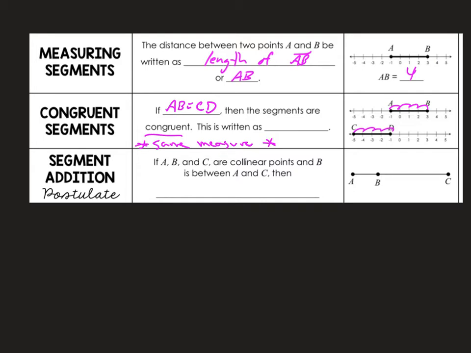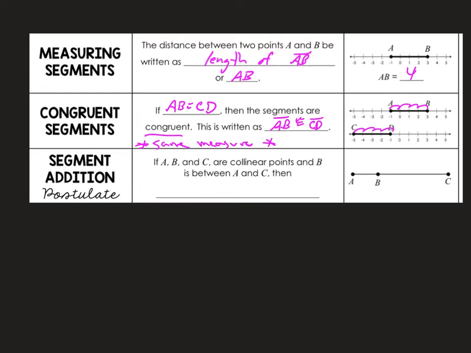This is written, if they are congruent, I'm going to write segment AB with the bar over it is congruent to segment CD. So notice that their lengths are equal, right? So when I say the length of AB, there's no bar up here. When I put the bar up, I'm saying segments. So segments can be congruent. They're twins. Their lengths can be equal. So that is congruent segments.